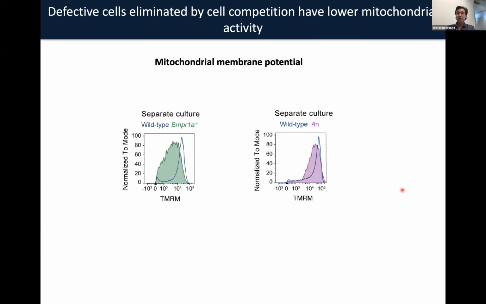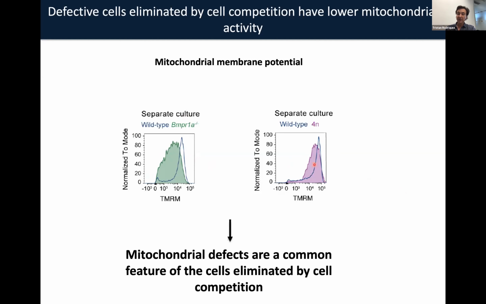Okay. I had told you at the beginning of my talk that, for example, embryonic stem cells with defective BMP signaling or tetraploid cells are also eliminated by cell competition. So Anna asked if these types of defect also present signs of mitochondrial dysfunction. When she measured the mitochondrial membrane potential in, for example, cells with defective BMP signaling or tetraploid cells, she also found that these cells displayed a loss of mitochondrial membrane potential, indicating that mitochondrial defects are most likely a common feature of the cells eliminated by cell competition.